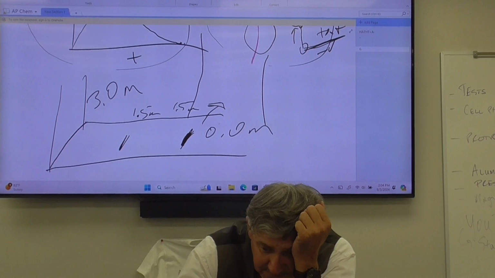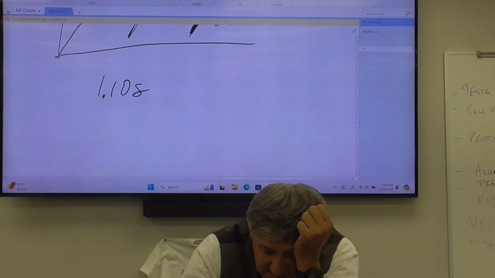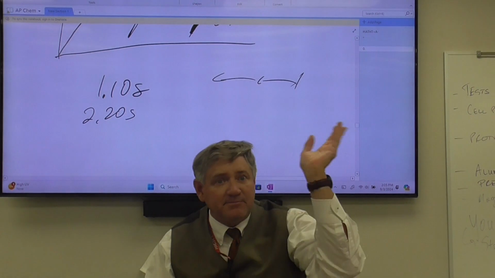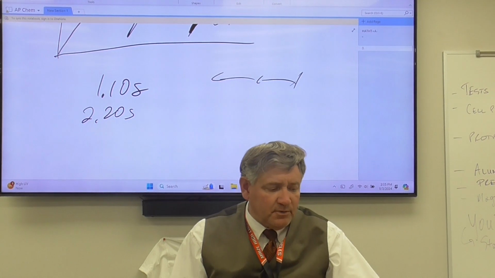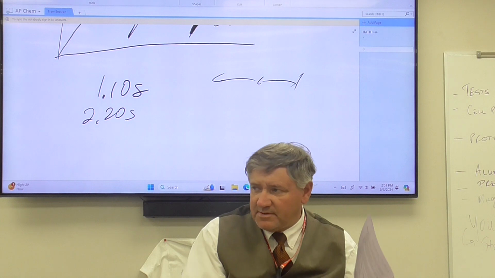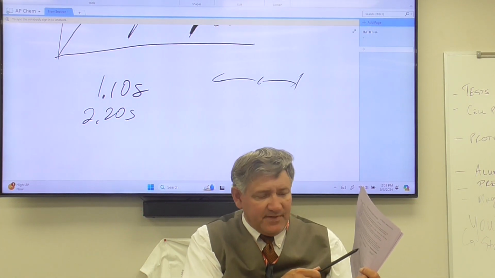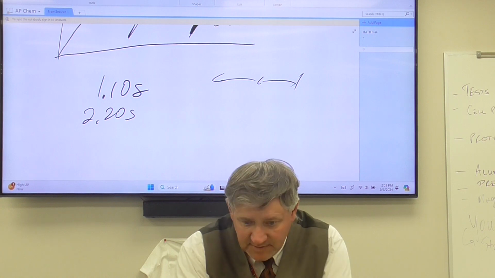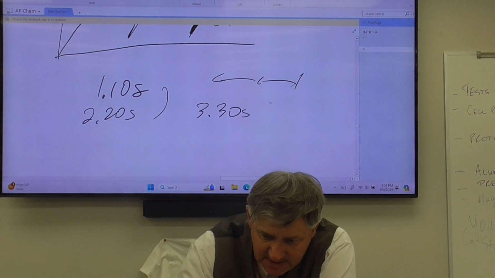Let's say that the first interval was 1.10 seconds, so that's 0 to 1.5. 1.5 to 3 was 2.20 seconds. I'm just making up numbers, okay? So on this column where it says elapsed time, the first entry is just 1.10 because that's how long it went. Then the second one, 1.5 to 3, that elapsed column is going to be the sum of these two, which is going to be 3.30 seconds.